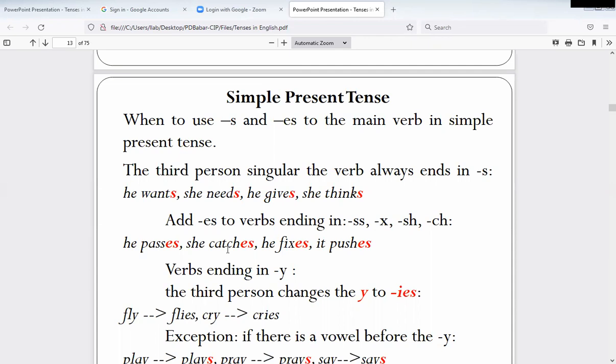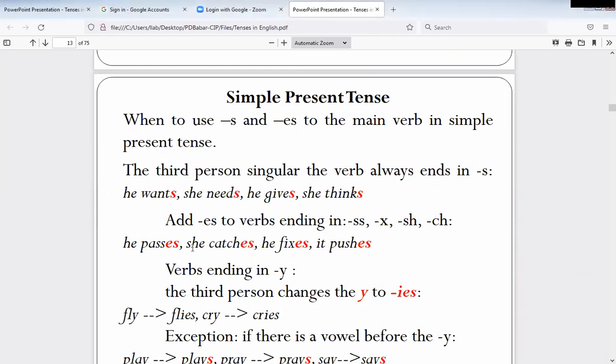Then the next verb is push. Okay, push is the verb which is ending with sh. So it pushes, or he pushes, she pushes. Okay, so we will add es as a suffix to the verbs ending with ss, x, sh, or ch. So this is the important tip that you will have to remember.